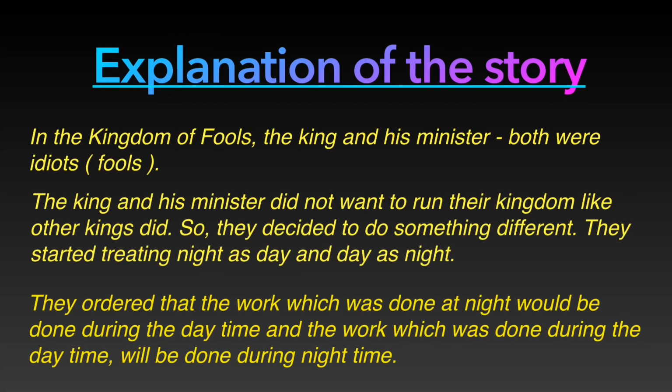Now let's begin with the explanation of the story. In the Kingdom of Fools, the king and his minister both were idiots, means fools. The king and his minister did not want to run their kingdom like other kings did. So they decided to do something different. They started treating night as day and day as night. They ordered that the work which was done at night would be done during the daytime, and the work which was done during the daytime will be done during the night time.